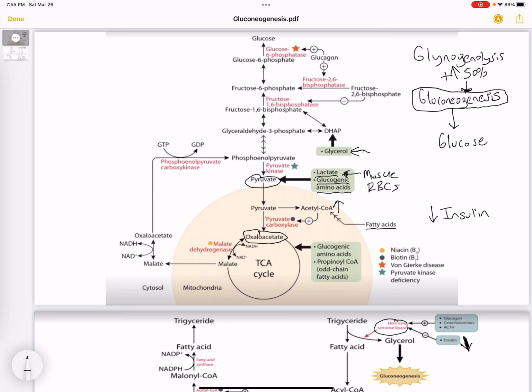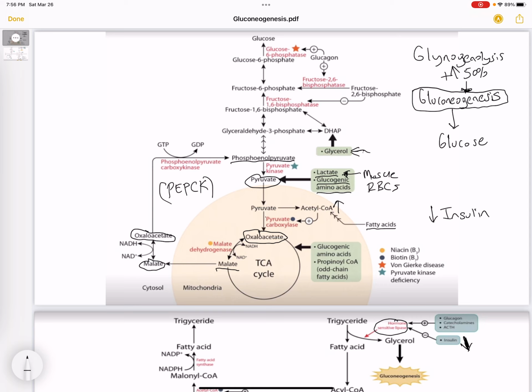Now, oxaloacetate needs to be transported into the cytosol for this pathway to continue, and we are going to do this by converting oxaloacetate into malate. Malate can be transported to the cytosol through the malate shuttle, and once it is transported to the cytosol, it can then be converted back into oxaloacetate. Then oxaloacetate can be converted into phosphoenolpyruvate. The enzyme that does this is phosphoenolpyruvate carboxykinase, also known as PEPCK.